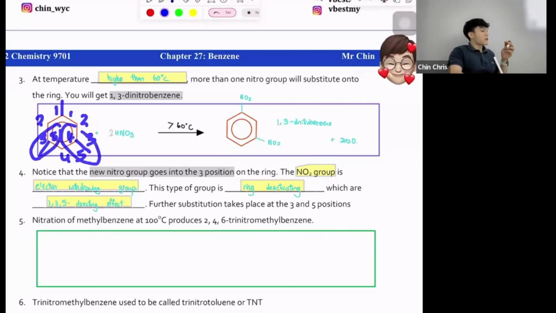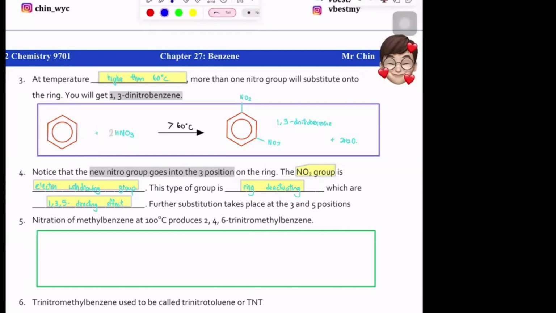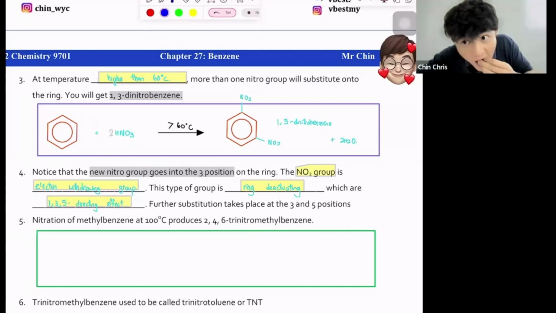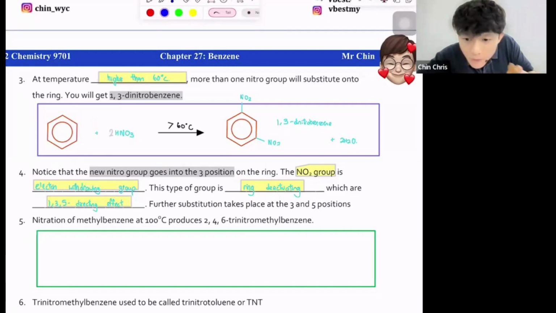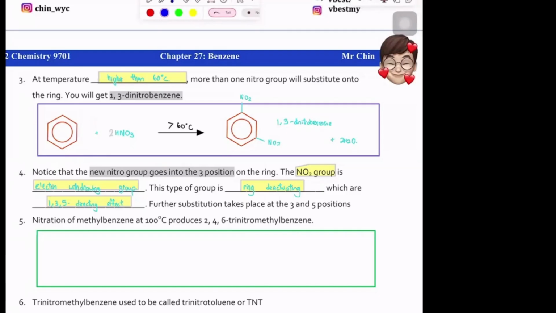Correct. Always like that. Yes, always like that. Can you repeat your last statement for the positions, please? Come again.